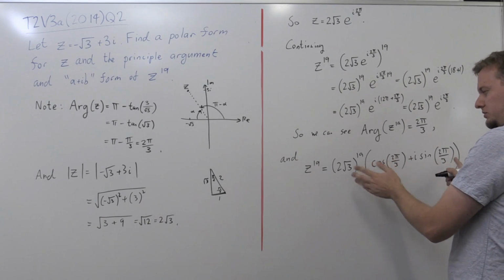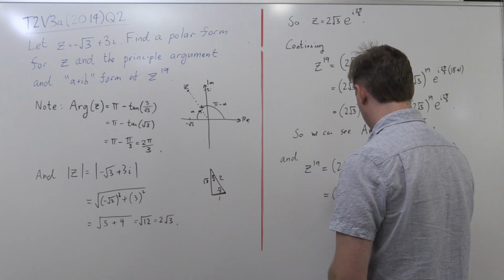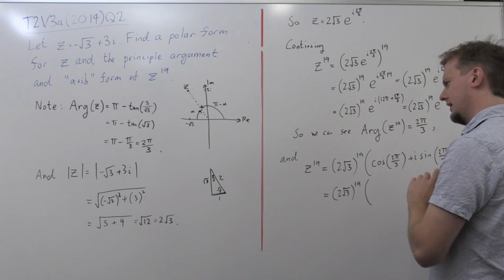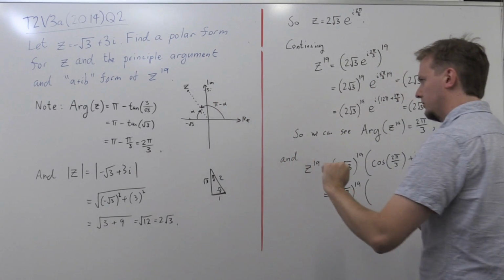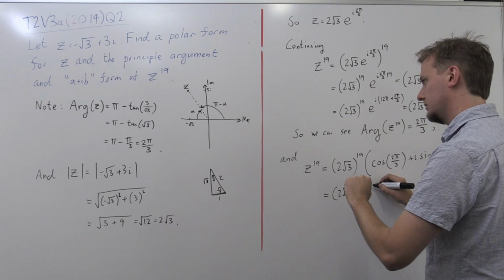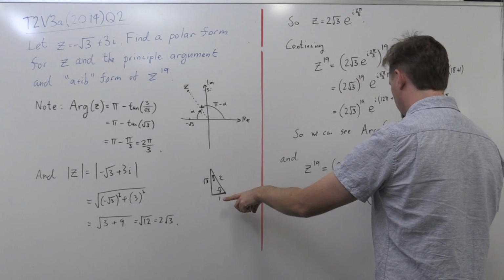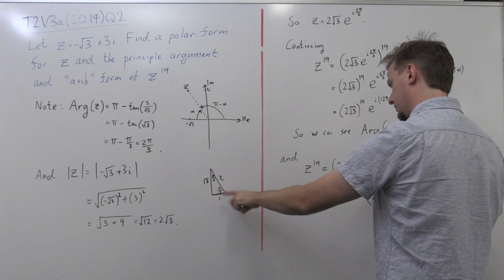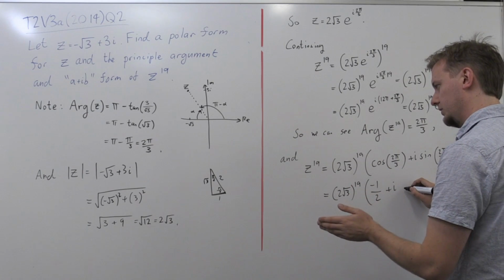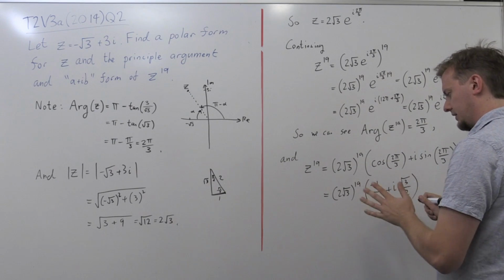I can do better than this. This is in some ways Cartesian form, but these two I do know. So 2 root 3 to the 19, cosine of 2 pi over 3. I can actually get it from this, because this is right angle, wrong modulus. Maybe I should just do it from this triangle. So it's going to be minus 1 over 2. So, yeah, minus 1 over 2, plus i, and the sine is going to be root 3 over 2. And personally I think that's good enough.